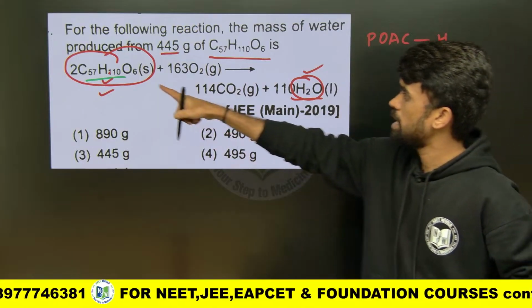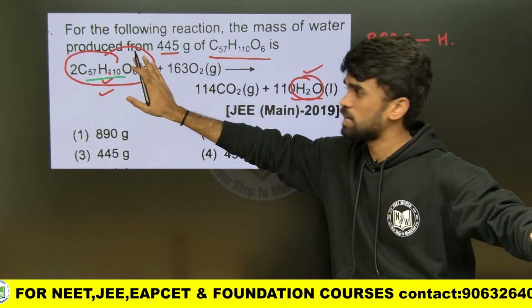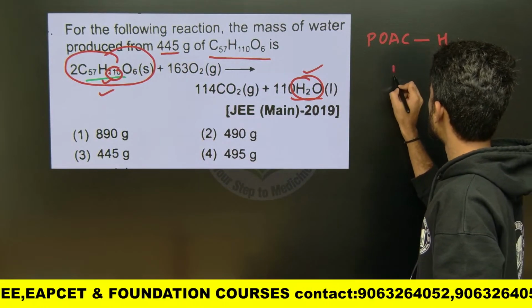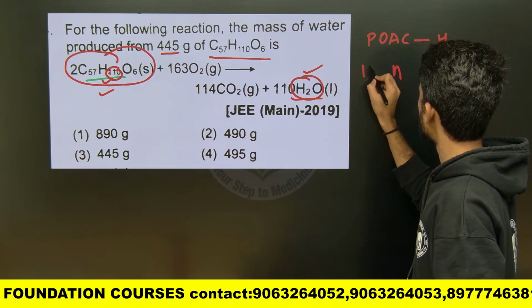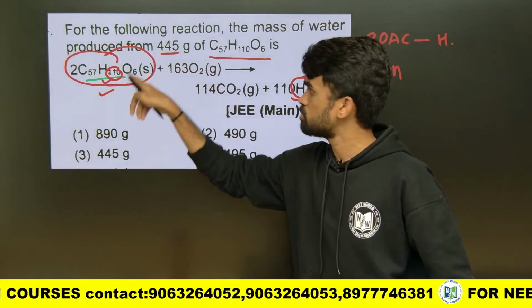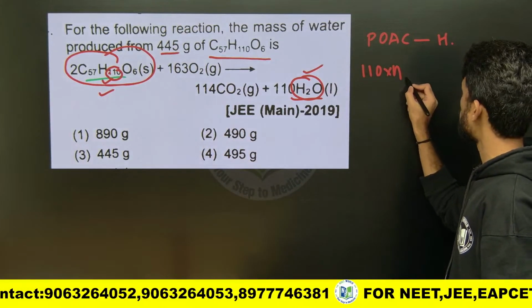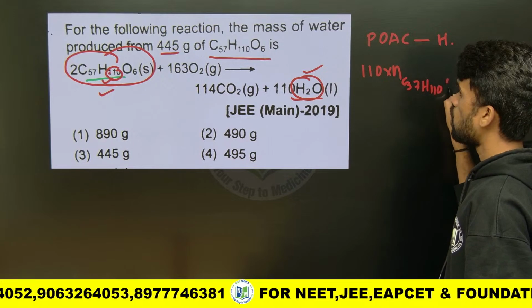Okay, so how many hydrogen atoms are there in 1 mole of this? We don't require any balancing equation. How many hydrogens are there? 110, right? So you can take number of moles of hydrogens as 110. So I am taking 110 into number of moles of this compound, C57 H110 O6.